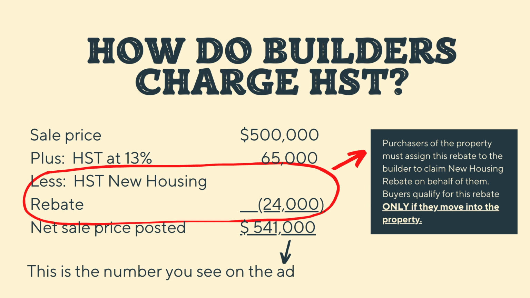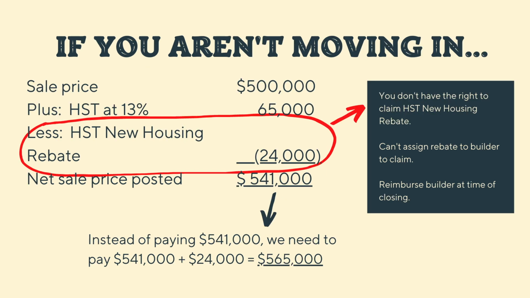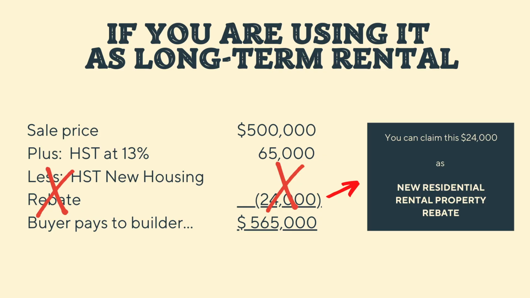And if you are not moving in, instead of paying $541,000 in my example, net of the $24,000 rebate, you need to reimburse the builder at the time of closing the additional $24,000. Because you don't have the right to claim the HST new housing rebate, you would not be able to assign it to the builder to claim on your behalf. If you're using it as a long-term rental, after you pay the extra $24,000 at the time of closing to the builder, you now have a purchase price of $565,000 instead of $541,000.